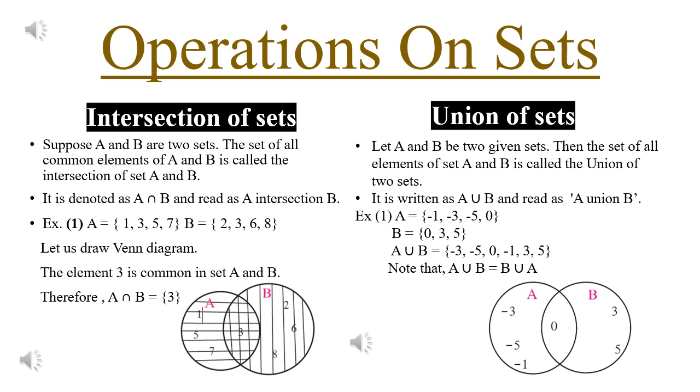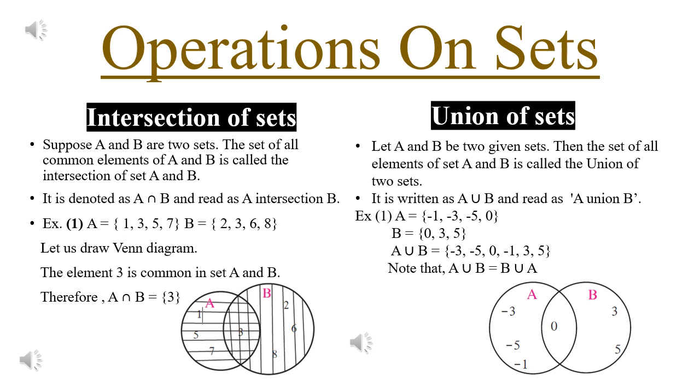Now let us learn what is union of sets. Let set A and B be the two given sets. Then the set of all the elements of set A and set B is called the union of two sets. So basically you are combining all the elements present in both the given sets. It is written in this format, shown here in point 2, A union B. So the symbol for union is capital U and it is read as A union B.